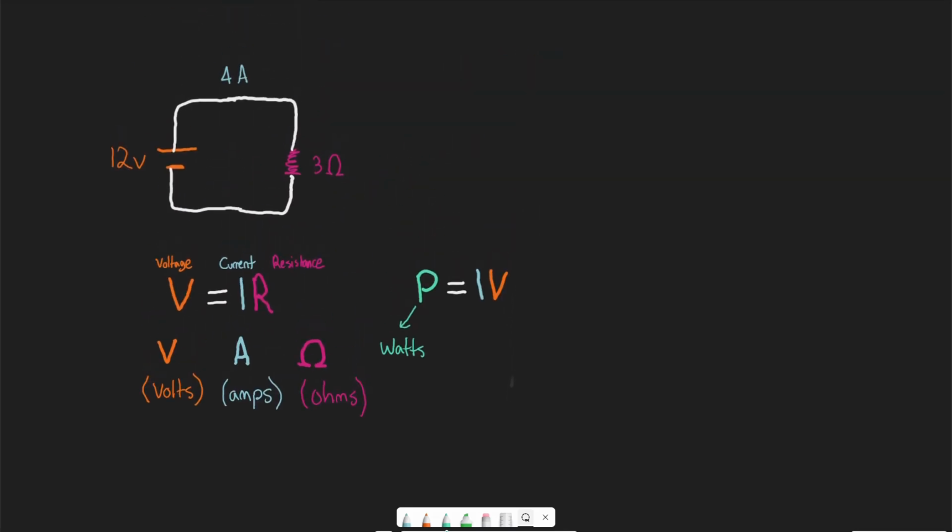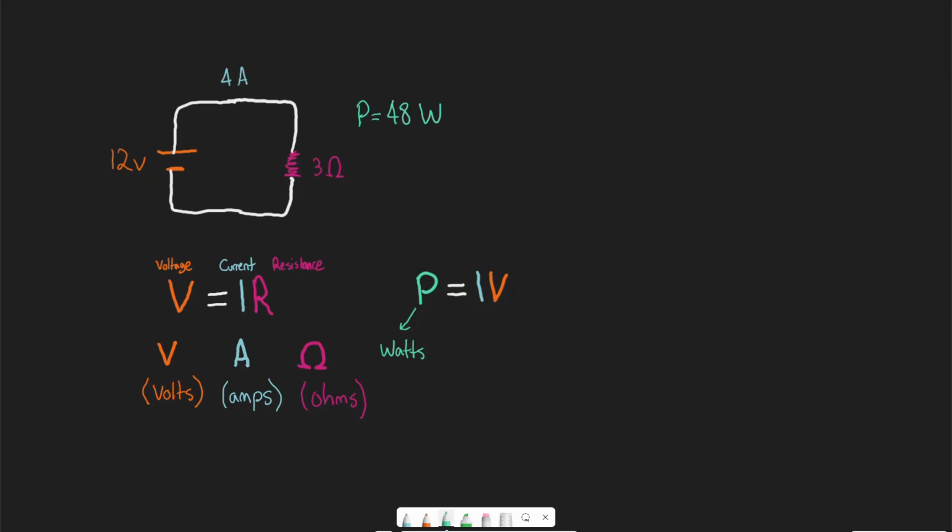And so, for example, let's calculate the power of this circuit up here, right? How would you do that? You would do I, which in this case is 4, times 12, which is the voltage. And what's 4 times 12? Well, it's 48, right? So P is equal to 48 watts.